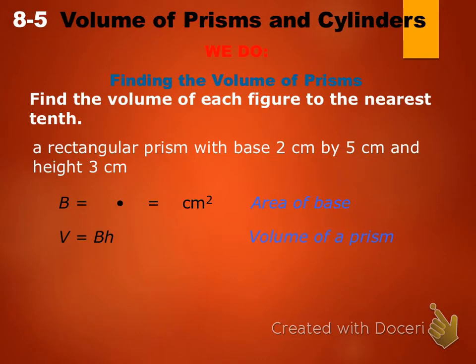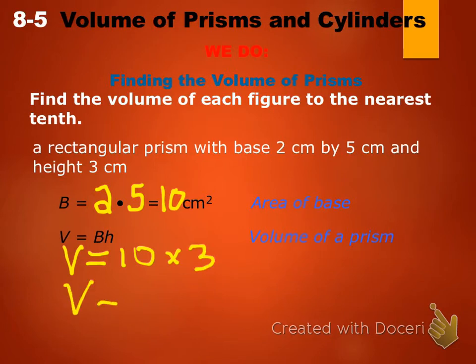So to find the volume of the prism, we have a rectangular prism with a base 2 centimeters by 5 centimeters and a height of 3 centimeters. So to find the volume, first off we're going to find the area of the base, which is 2 times 5, which is going to give us 10 centimeters squared. So to find that volume, we're going to take that 10 and multiply it times the height, which is 3. So our volume is going to be 30 centimeters cubed. Remember, our unit is always cubed for volume.